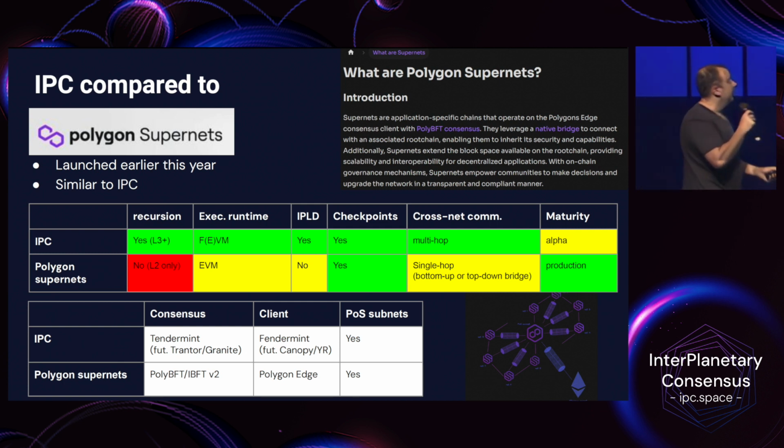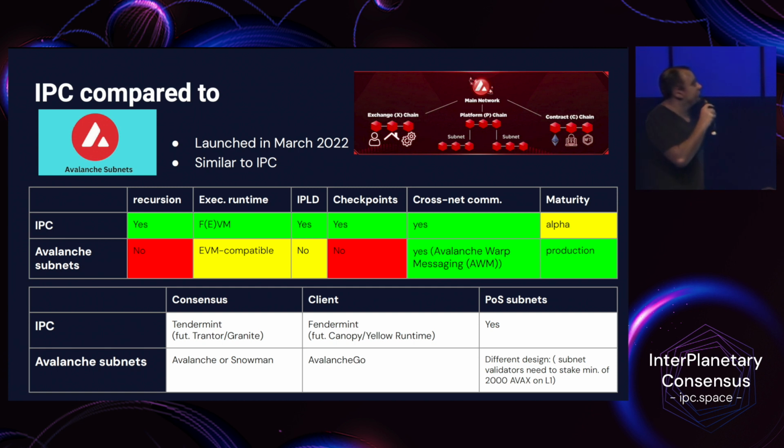Okay? And another close one from one of the major projects is Avalanche subnet. So Avalanche actually uses the same term, subnet, as IPC. So there the difference is a bit more elaborate. Of course, there is no recursion in the Avalanche design, but also checkpoints, you don't have this leveraging of parent net security as we have it in IPC. So the differences are subtle but important, right?